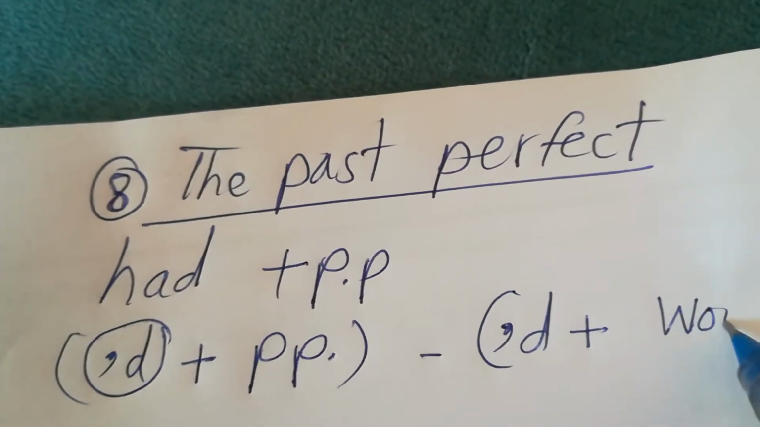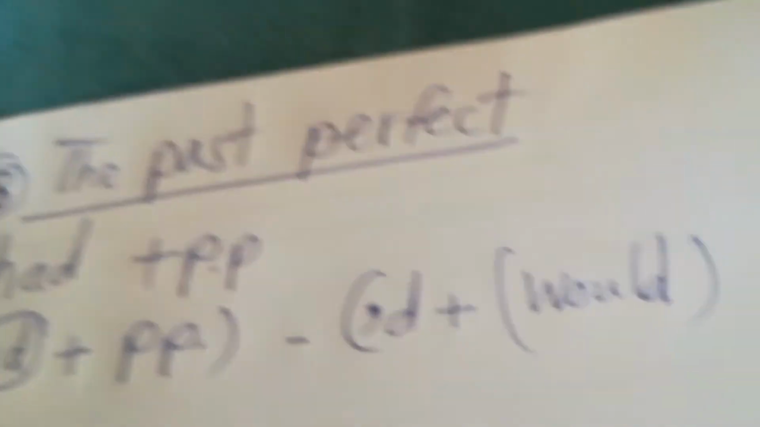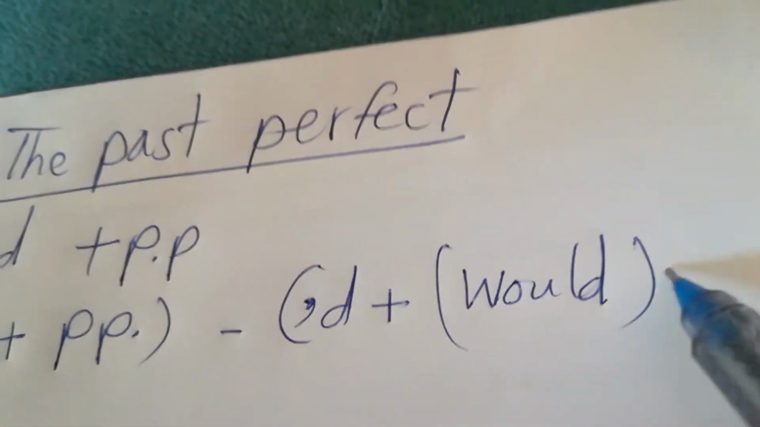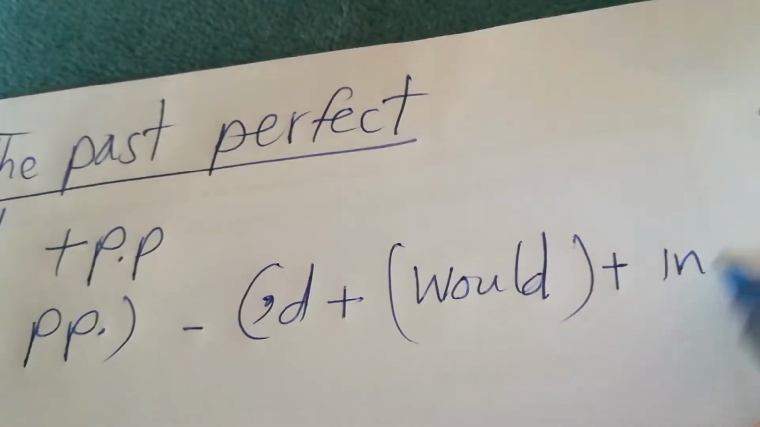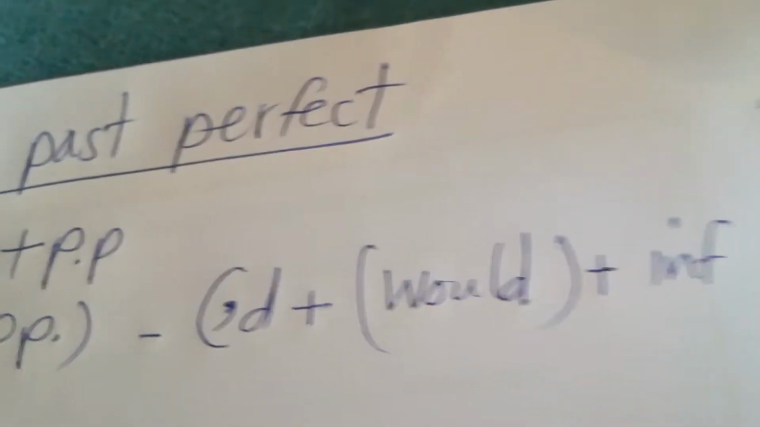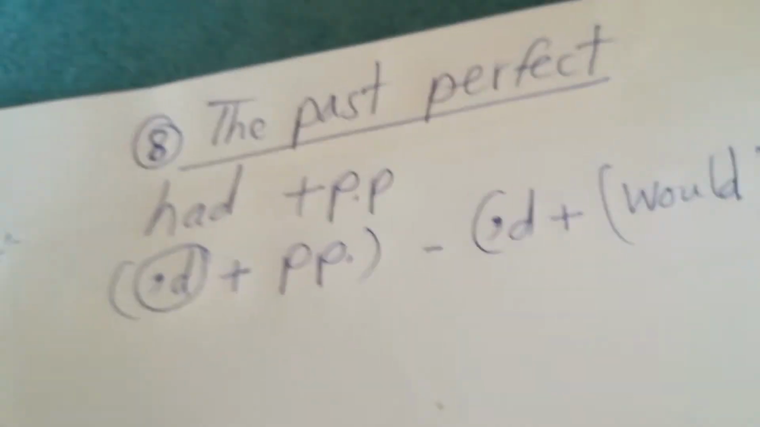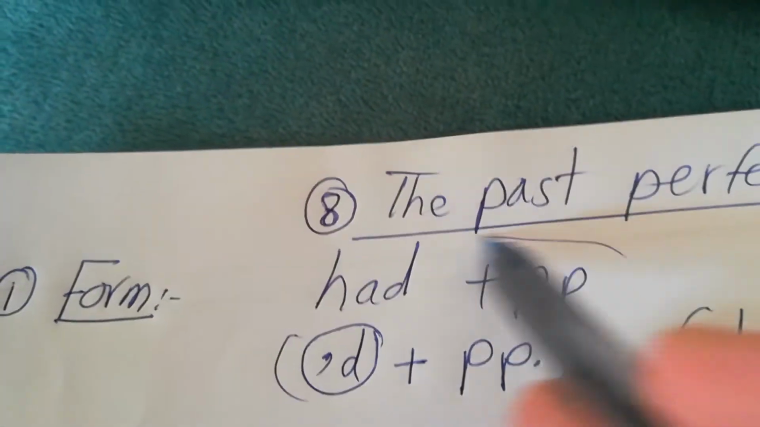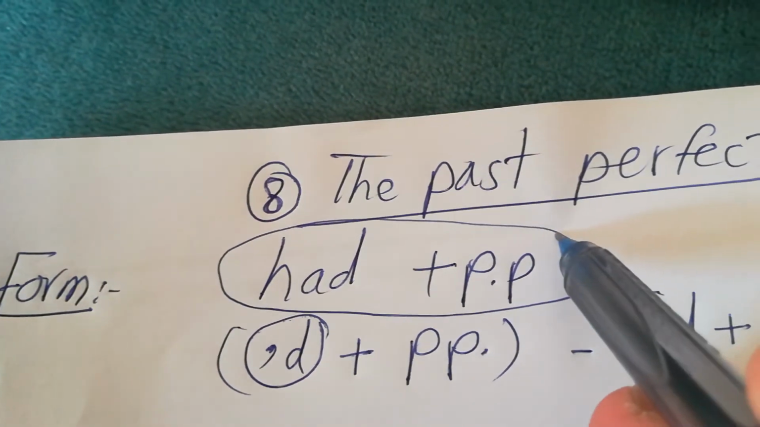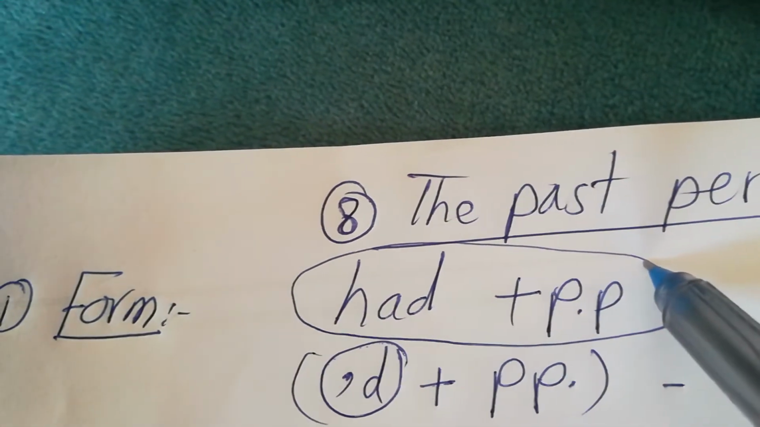would. It can be the contraction of would. We should use after it the infinitive of the verb, or the main verb, or the stem of the verb. So, what is the form of the past perfect? I say had plus past participle.